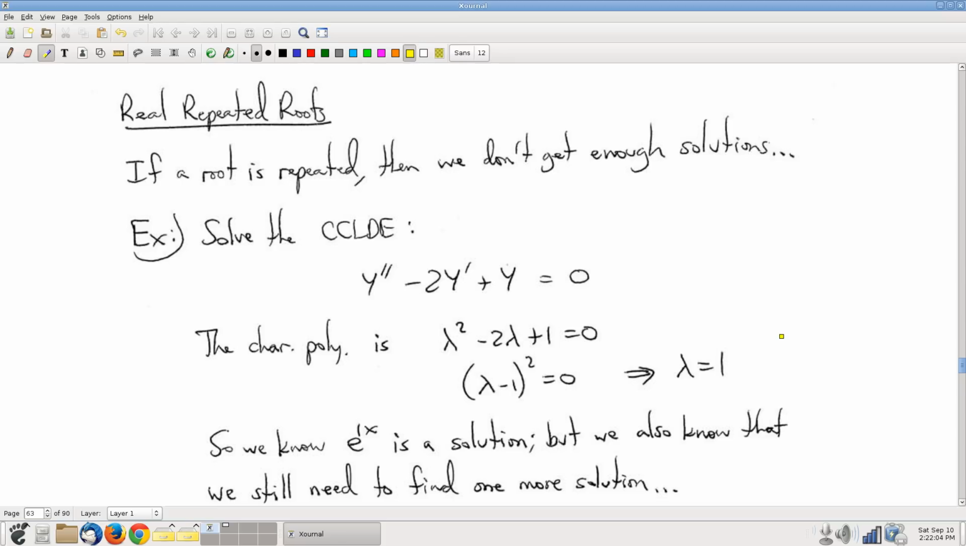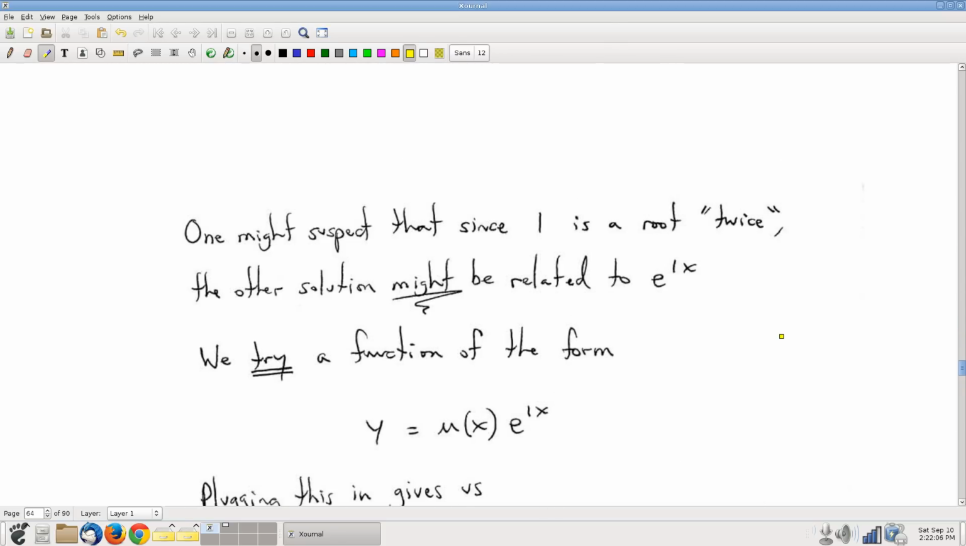So with that completely irresponsible speculation in mind, we say, hey, maybe it's something that looks kind of like e to the 1x. We already know that that's a solution, but maybe I fudge this somehow. Maybe there's something I do to it that makes it become a second solution.